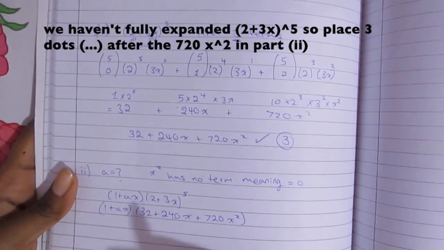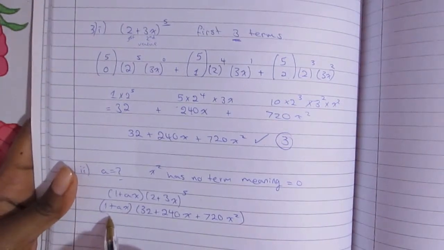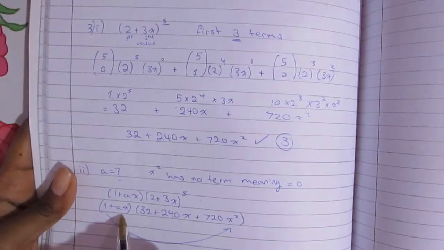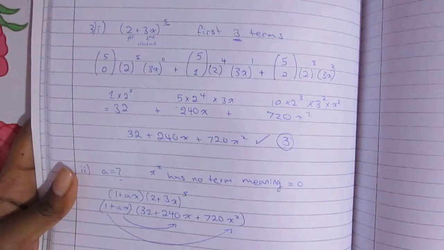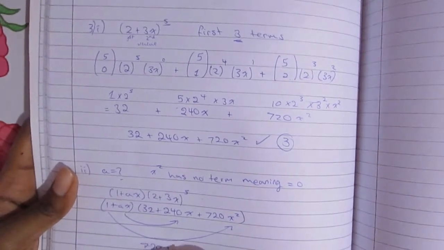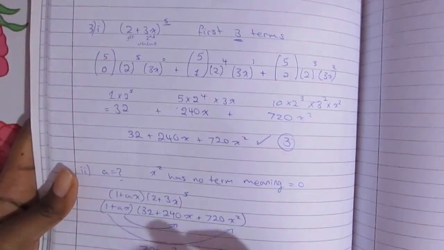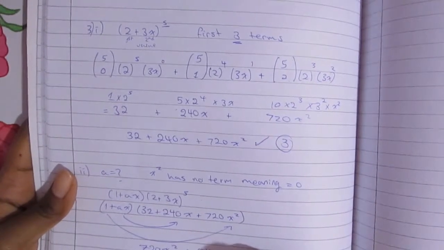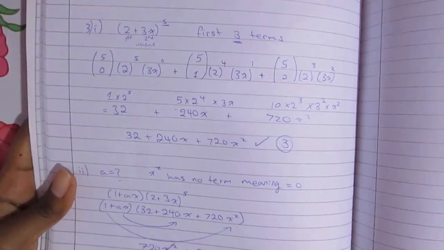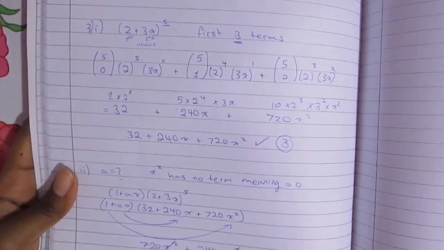Now we need to multiply and see what gives us x squared. Now 1 times 720x squared is still 720x squared, right? ax times 240x is 240ax squared, right? So that's it. You can't do anything else. So you're just going to do 720x squared + 240ax squared = 0. You're just going to cross out the x squared because we don't really need to focus on that right now.